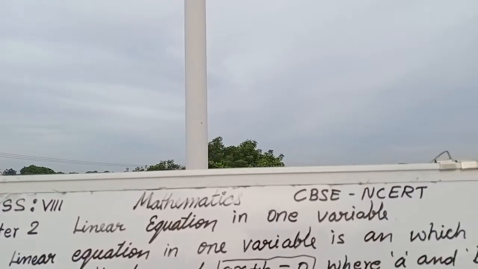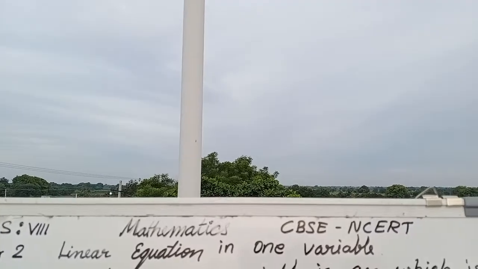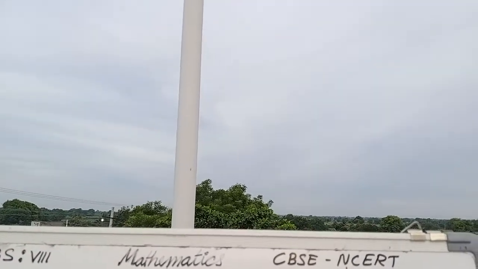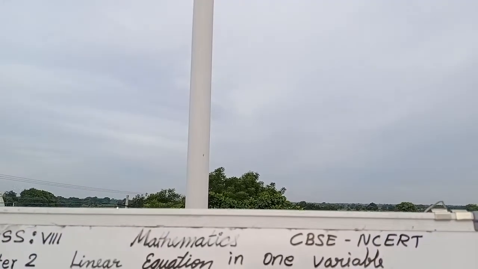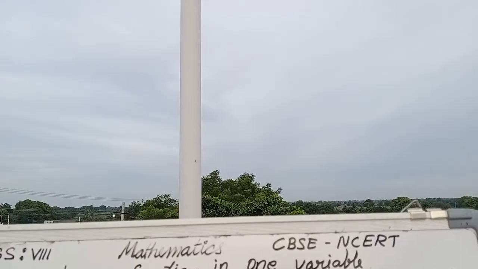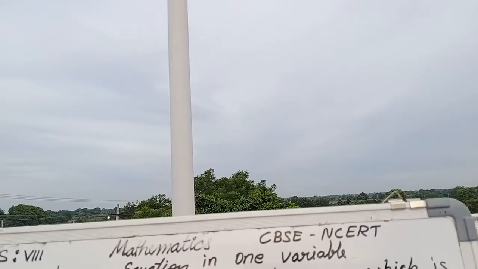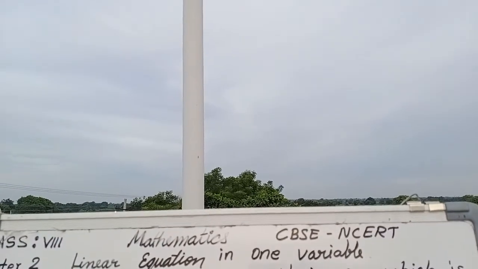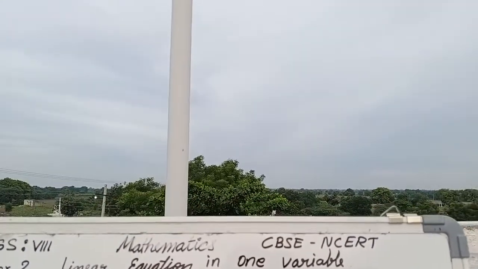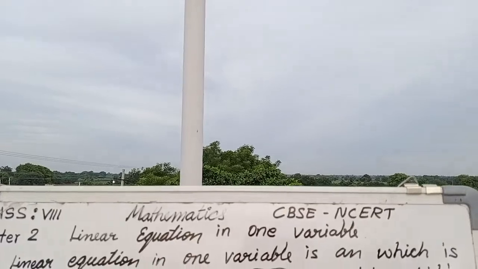But what is an equation? Equation means there are two things, the left hand side and the right hand side, and together we call it equal. Equation means equality, both the things are equal. So, a linear equation in one variable.